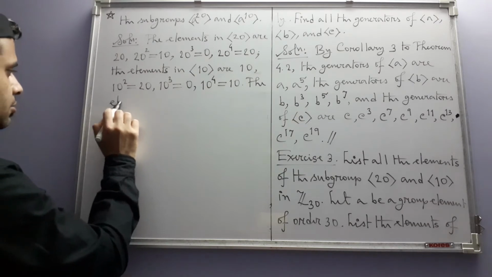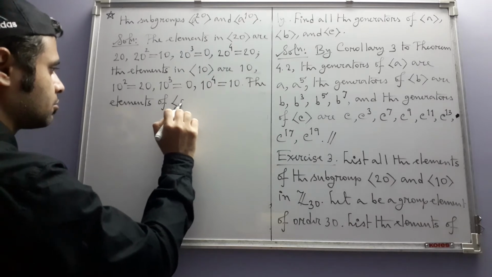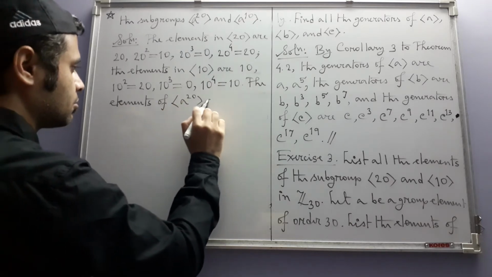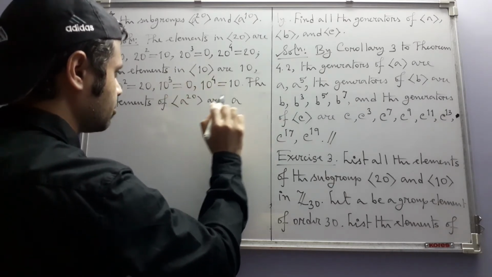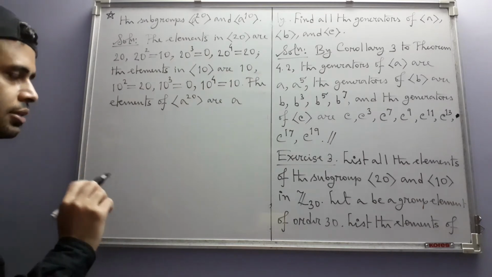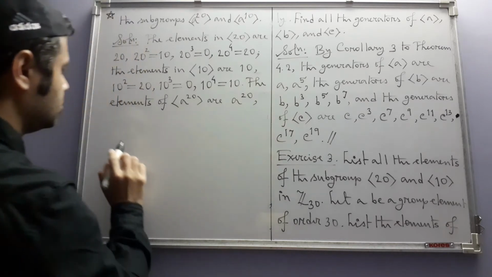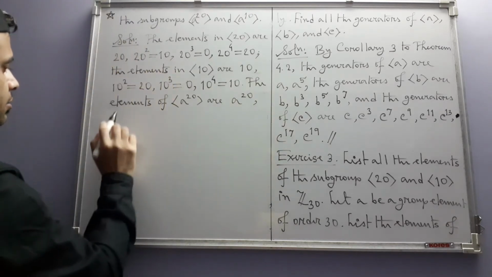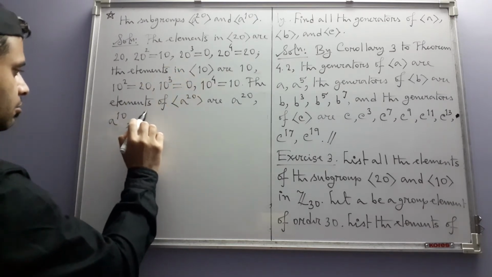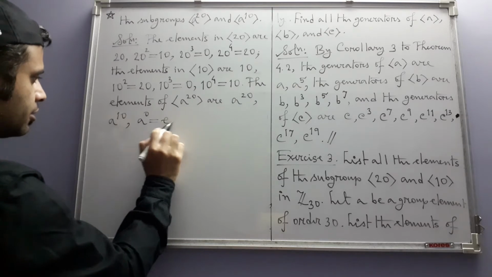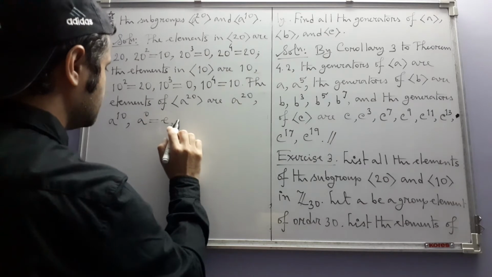The elements are, they will also be similar. Only these numbers will appear as exponents in the powers of A. 20, then 10, then 0, which actually will be the identity in whatever group we have these cyclic subgroups.